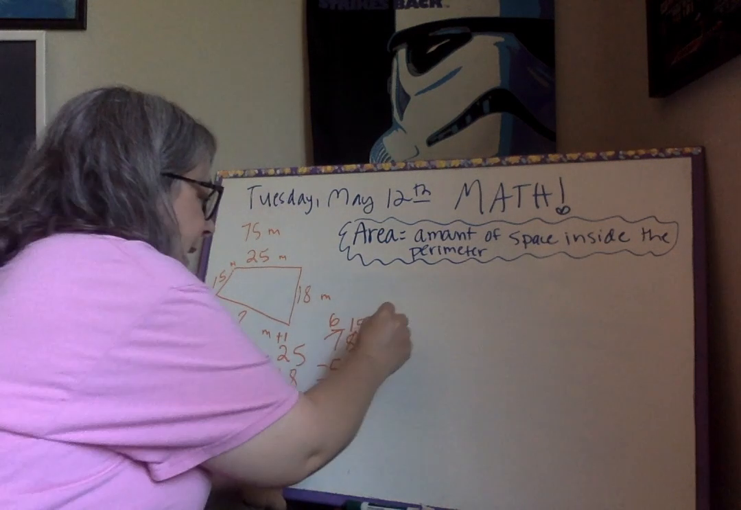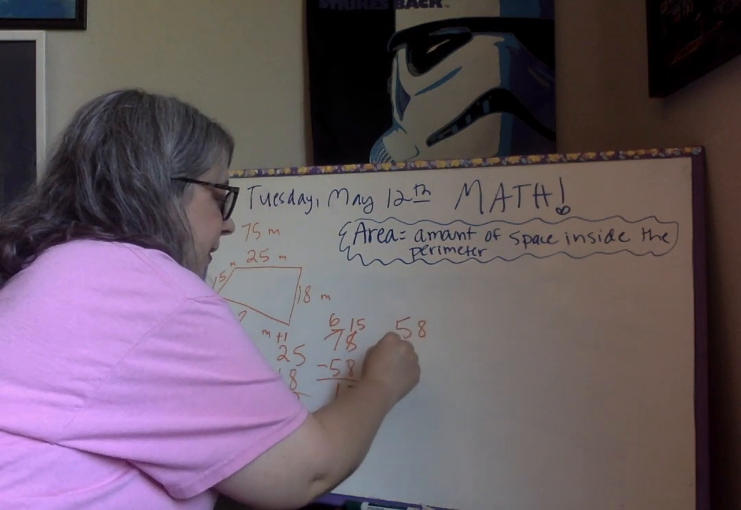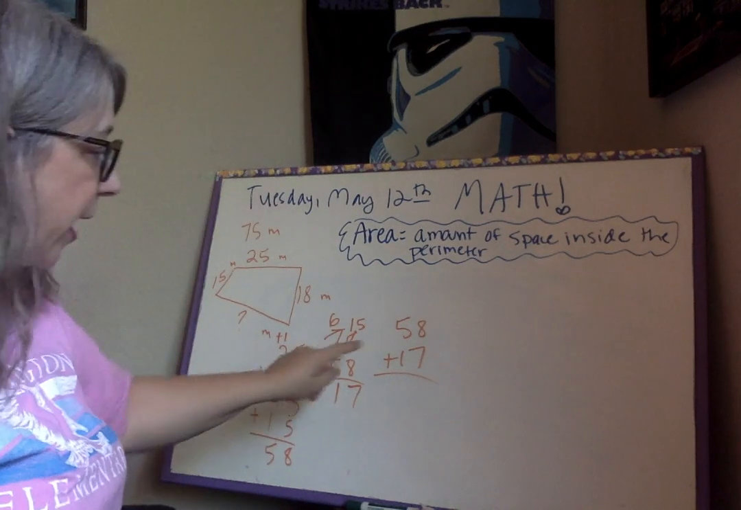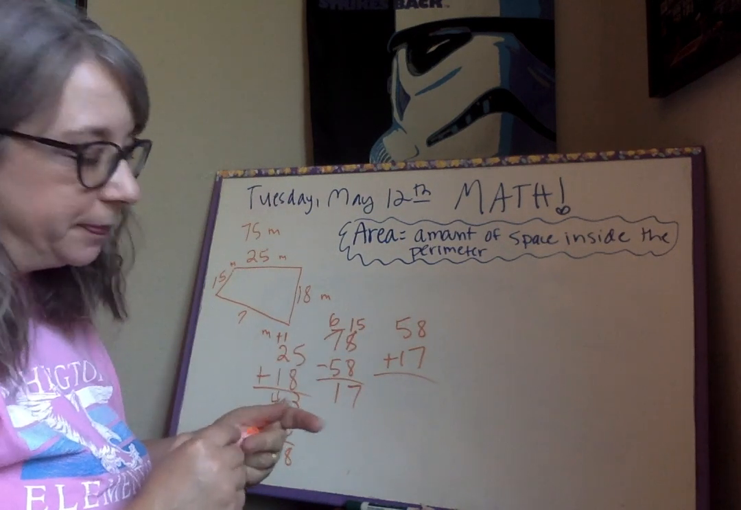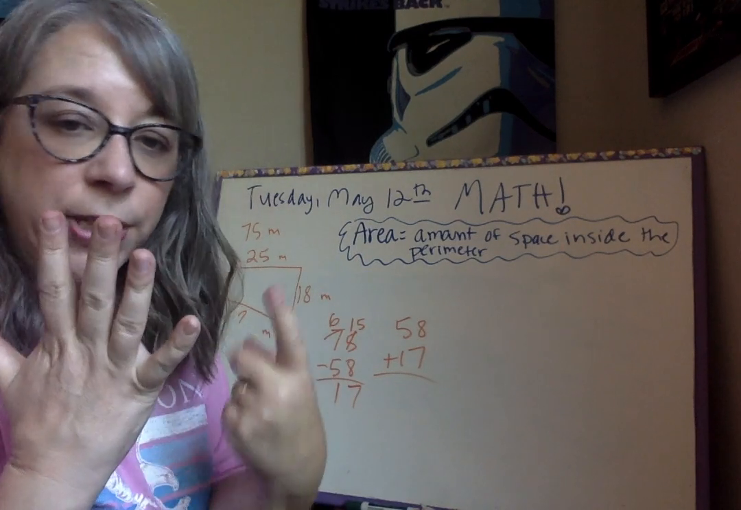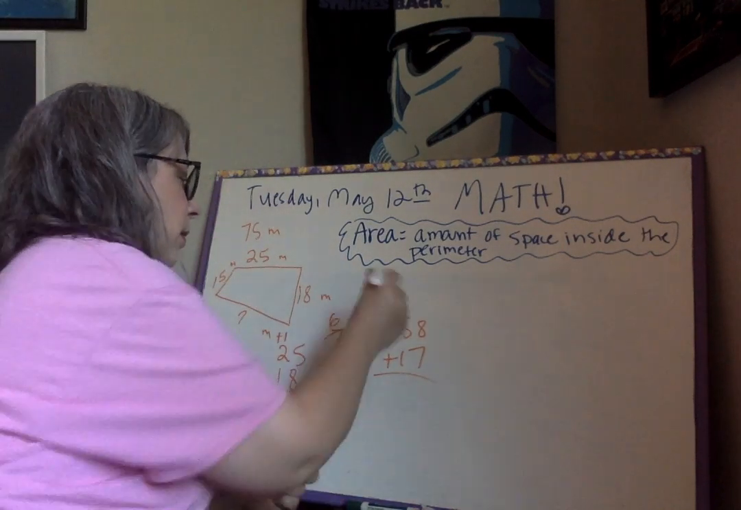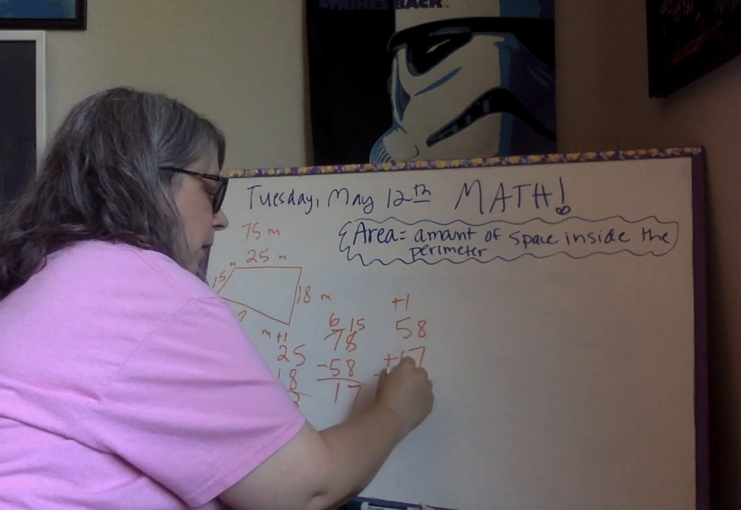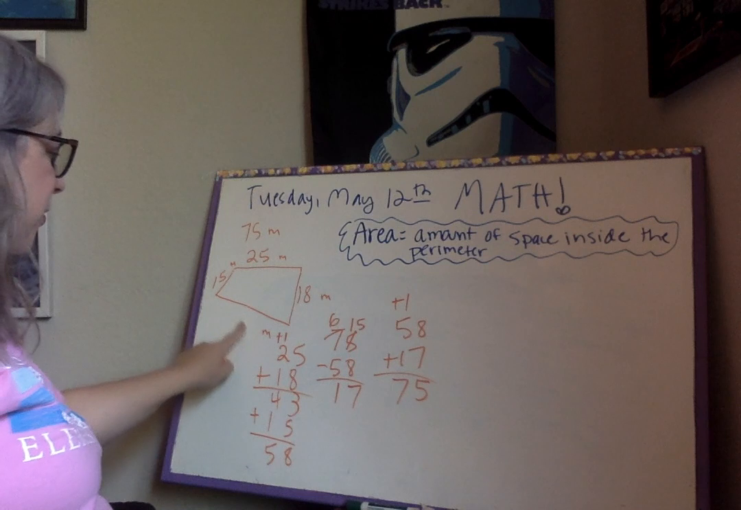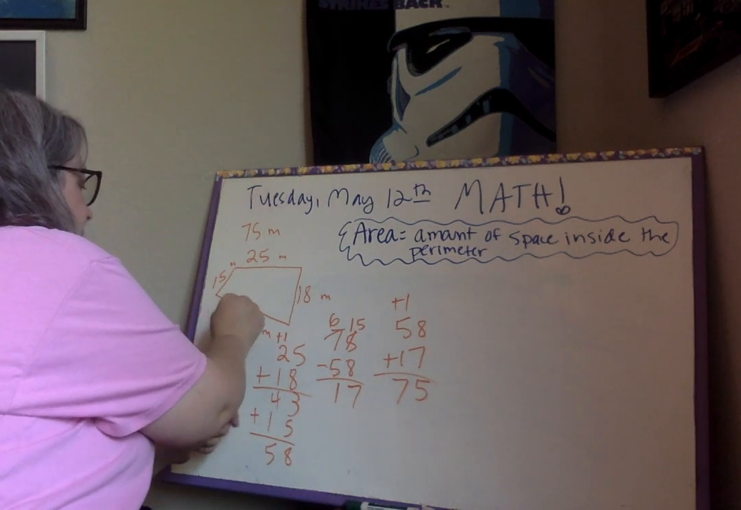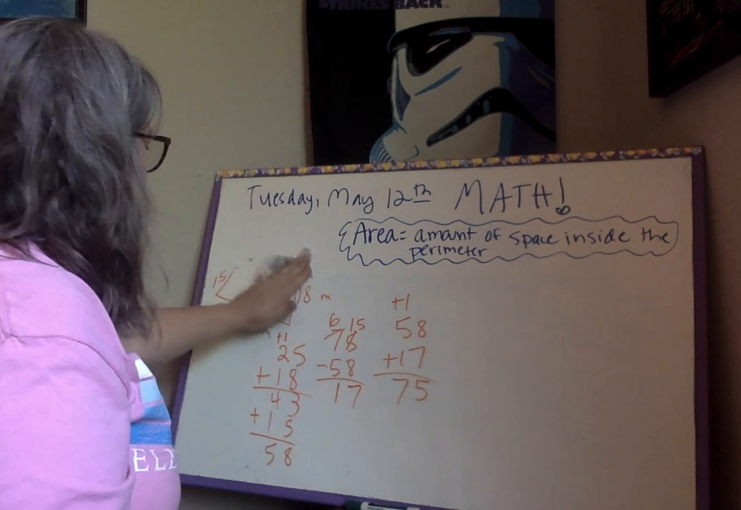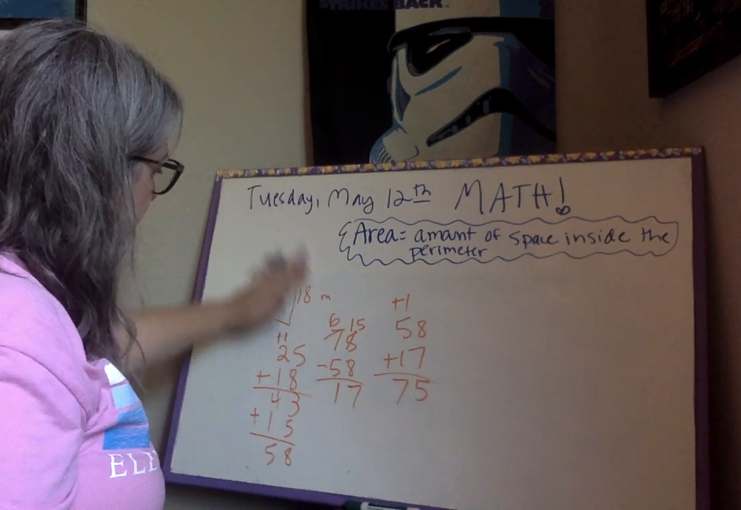But let's add 58 plus 17. And if that gives us 75, then we're correct. Okay? So 8, 9, 10, 11, 12, 13, 14, 15, 5, 6, 7, 75, 75. So our answer is 17 meters. All right, very nice. All right, let's keep moving.